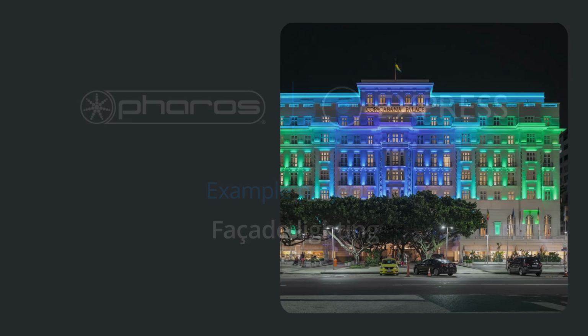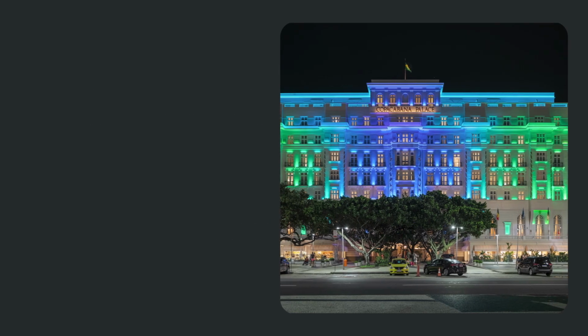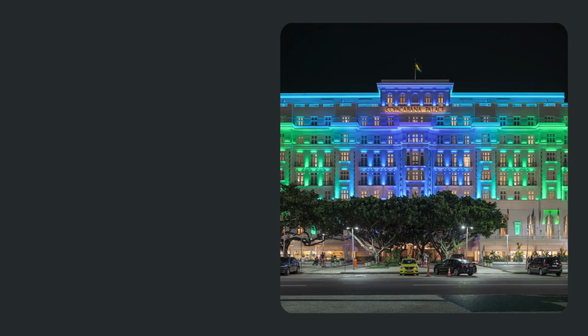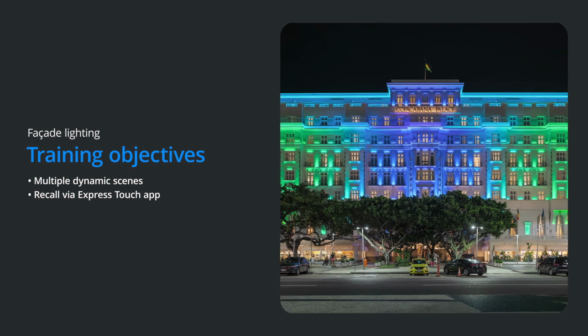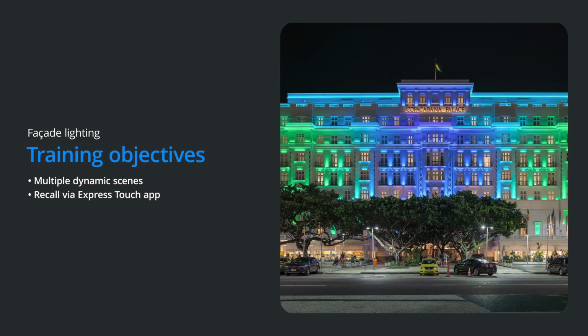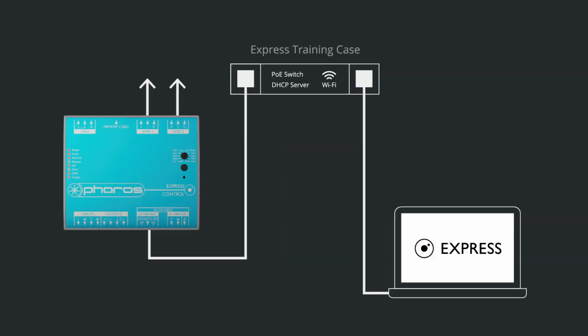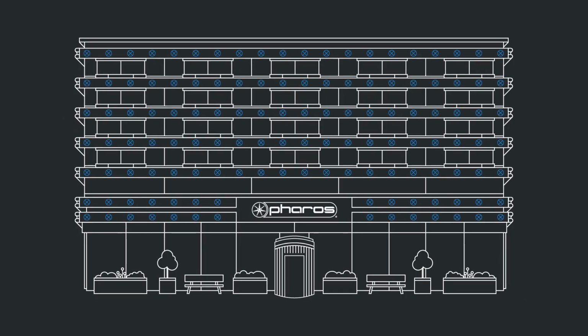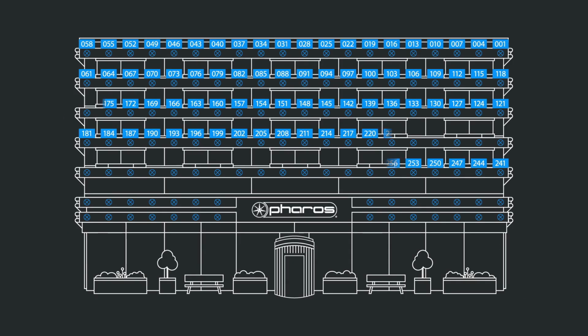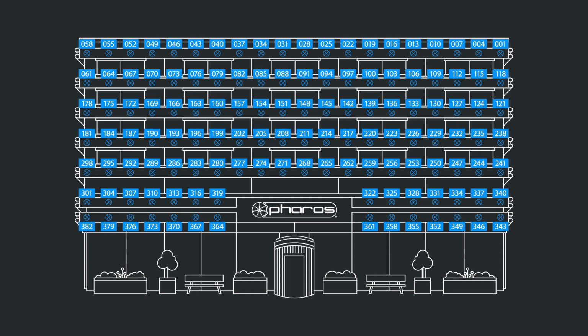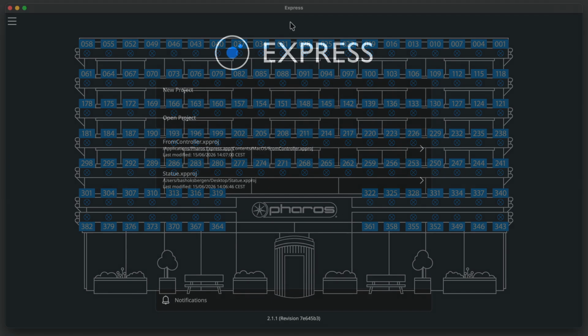The next example we'll create is a facade lighting project with RGB fixtures. The objective for this project is to add some dynamic scenes and to easily recall them using the Express Touch mobile app. Just like before, we're connected to the same network as the controller, and the network supports Wi-Fi. The fixtures are all connected to the second DMX port, and they're already addressed, starting at the top right corner.